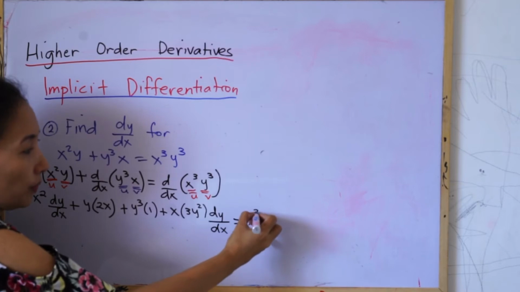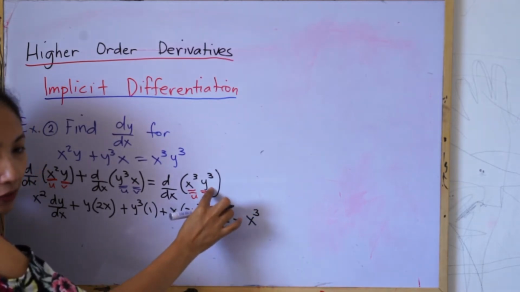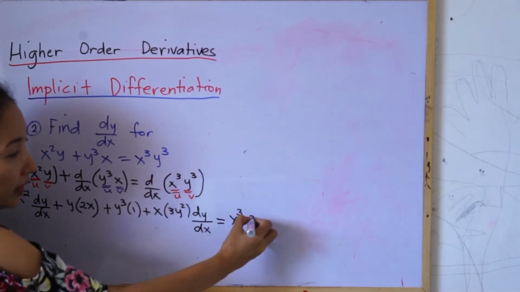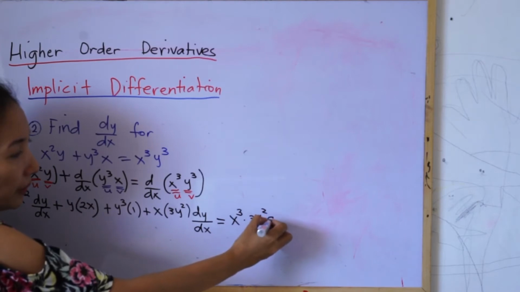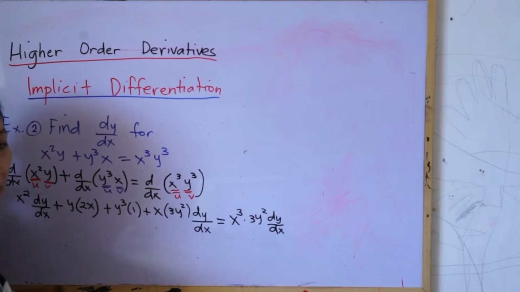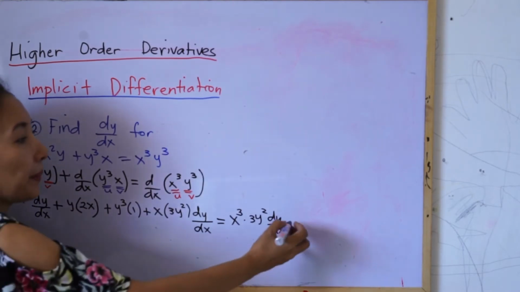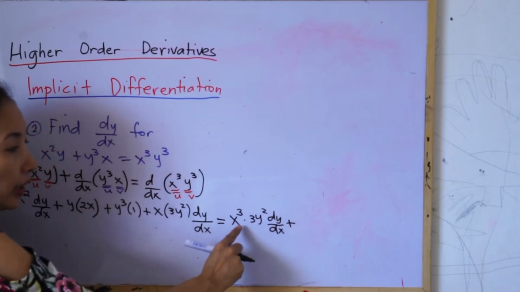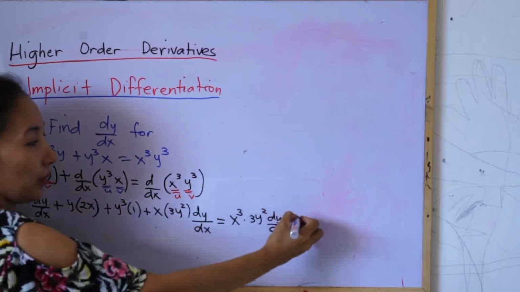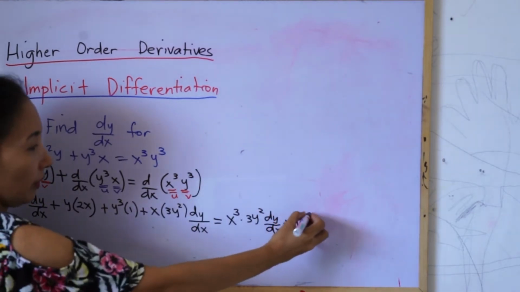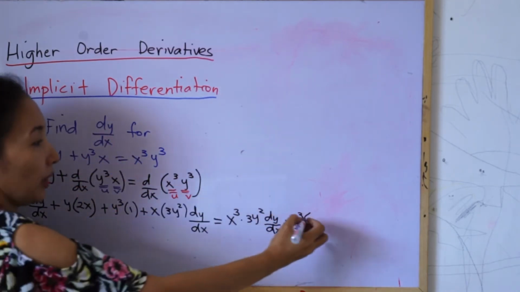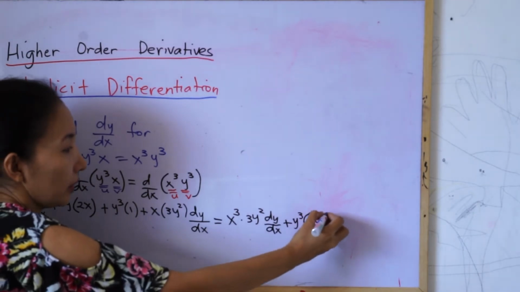Okay, so x cubed dv, derivative of y cubed is 3y squared. Remember, dy over dx, because it's the variable y that we are differentiating. Plus v du. V is y cubed, times du. Okay, v du is 3x squared.